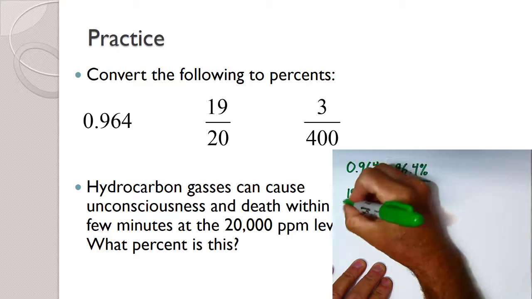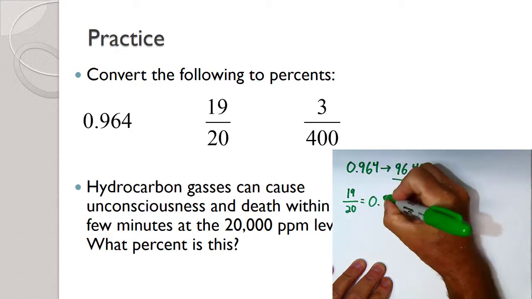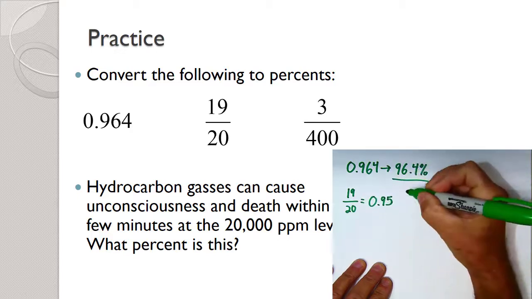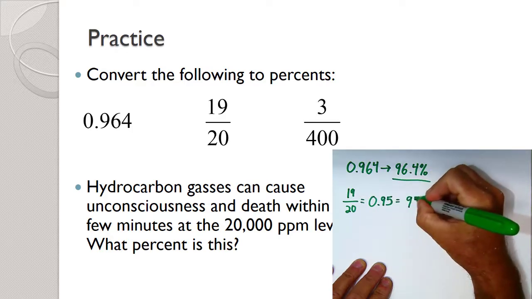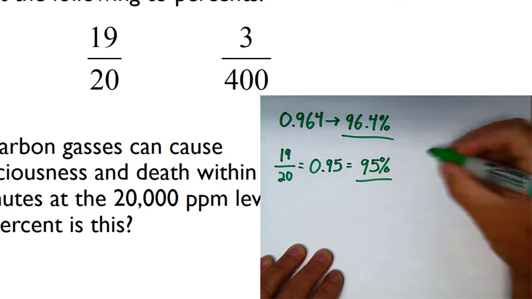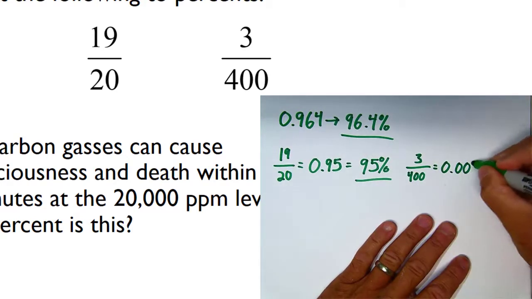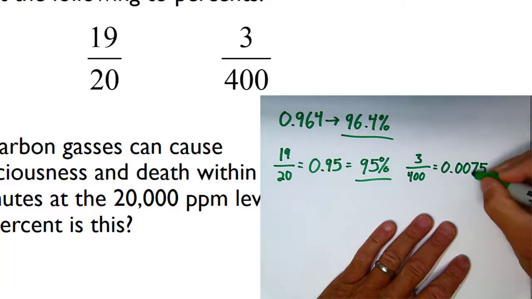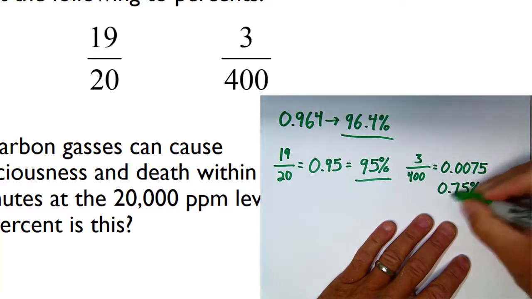19 out of 20, well, we need to turn that into a decimal first. If you divide that on your calculator, you'll find that that's 0.95. Move the decimal 2 places to the right, and that is equivalent to 95%. 3 out of 400, that's 0.0075. And if we move that decimal 2 places to the right, that's 0.75%.